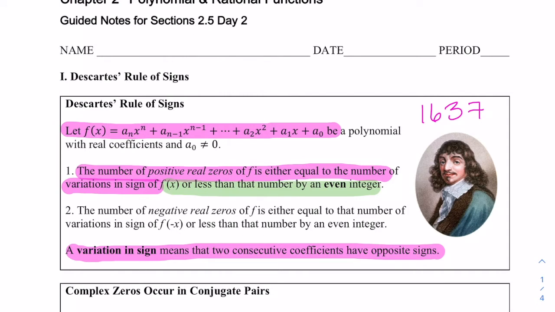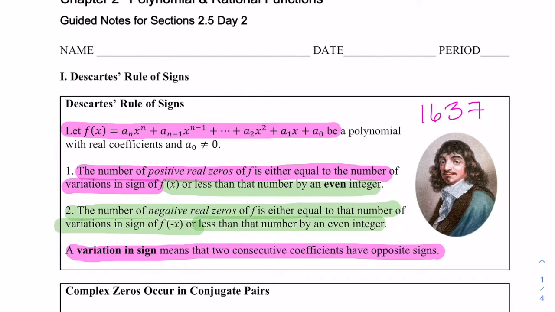If we substitute negative x, the number of variations of f of negative x would be the maximum number of negative real zeros for that function. But there can also be less by an even integer as well.